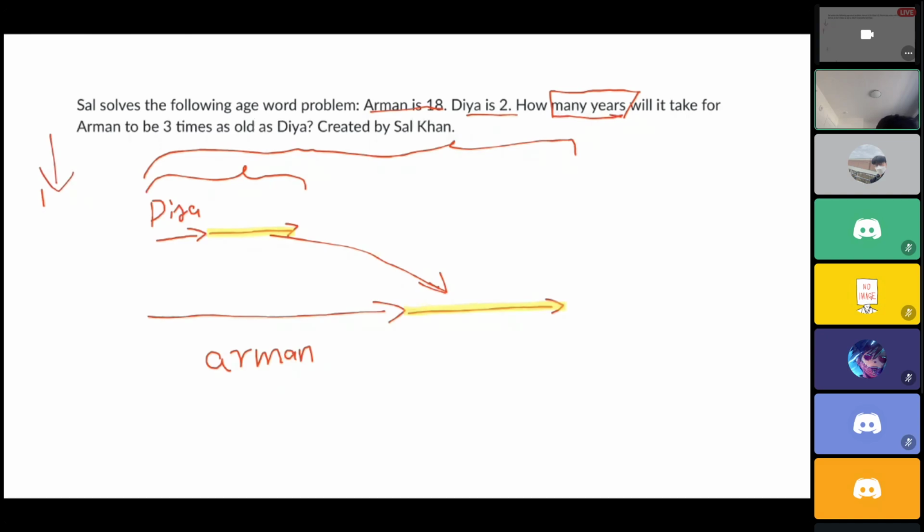According to the given, we always have to focus on the given conditions. What are the given conditions? Arman is 18, so this line segment is going to be 18. What other conditions do we know? Dia is 2 years old, and Dia is here. The length of this segment is 2. What else do we want to know? How many years will it take for Arman to be 3 times as old as Dia?